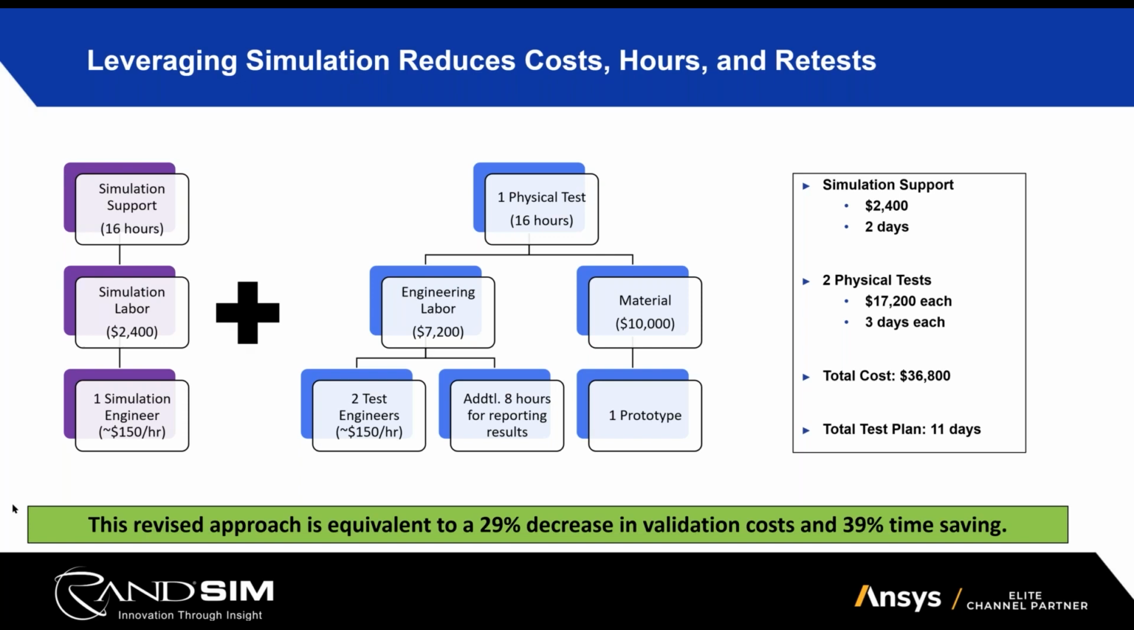So now we take a look at it and go, okay, what if we reduce physical testing by one physical test? Instead of testing this product 3 times, we're doing it twice instead. And it's a very conservative estimate. Sometimes you'll find simulation can reduce the number of physical tests quite significantly.